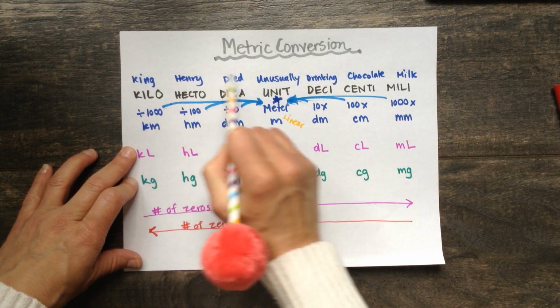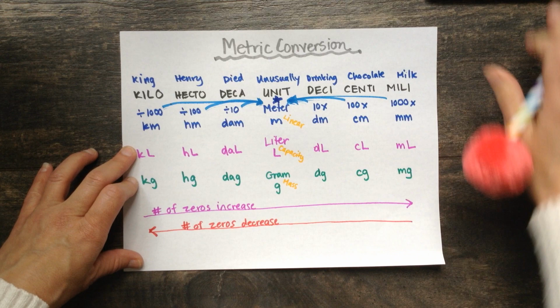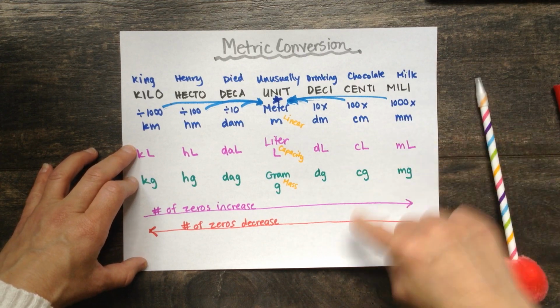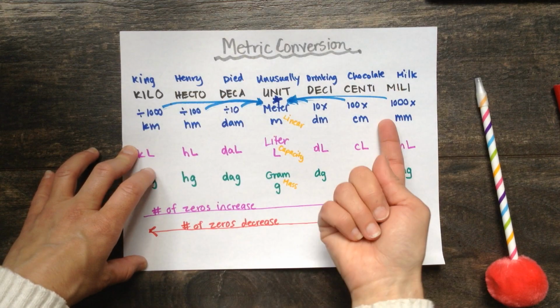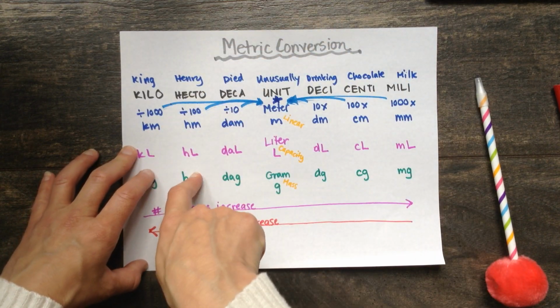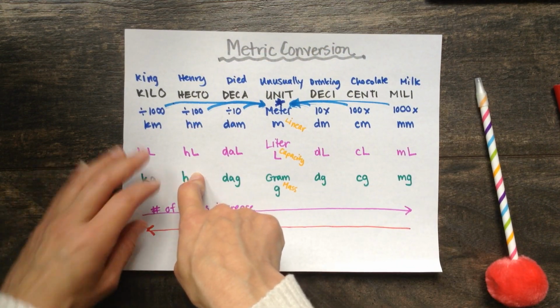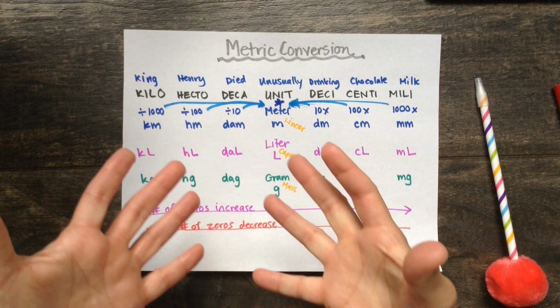So I can go 1, 2, 3. Every single time I bump, I add a 0. We're going to do some practice in a minute. In the same way, if I go this way, the number of my zeros is going to decrease, because I don't have as many whole pieces.